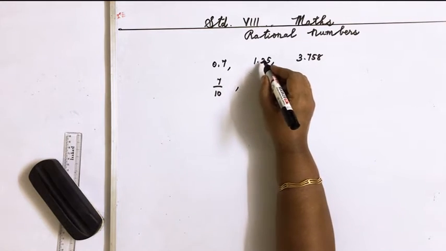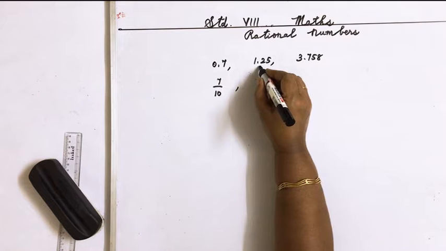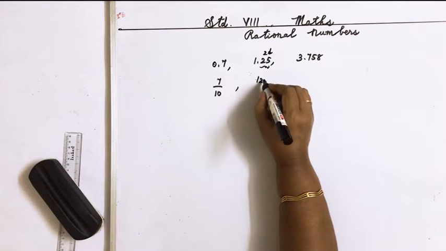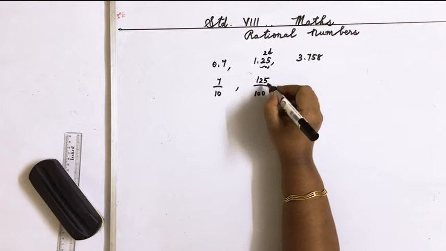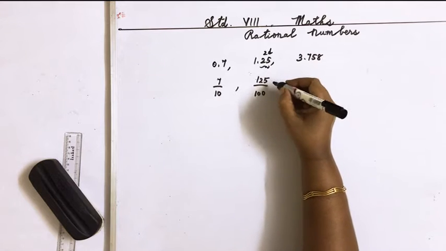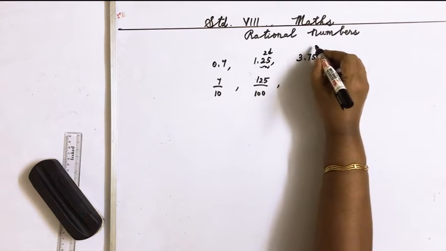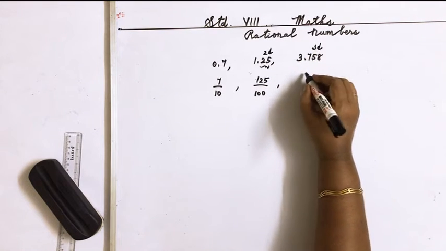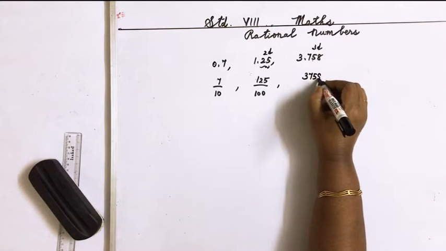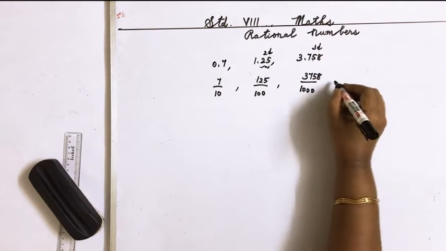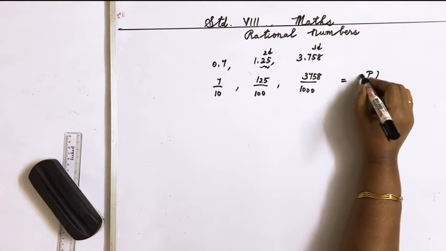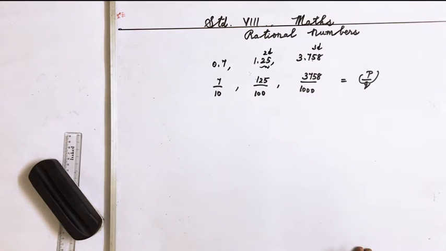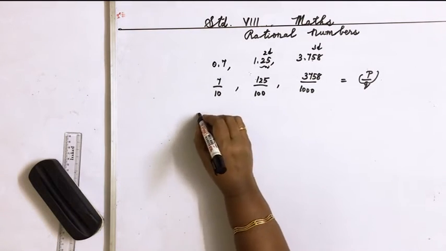Next, 1.25. Here after the point we have two numbers. That means it is two decimal places, so the denominator will be 100. 125 divided by 100. Again this is in the form of a rational number. Next, we have three decimal places. After the point there are three places, so the denominator should be 1000. All these numbers are in the form of P by Q, and in all of them the denominator is not 0. So decimal numbers can be changed into rational numbers. Let us see some more examples.